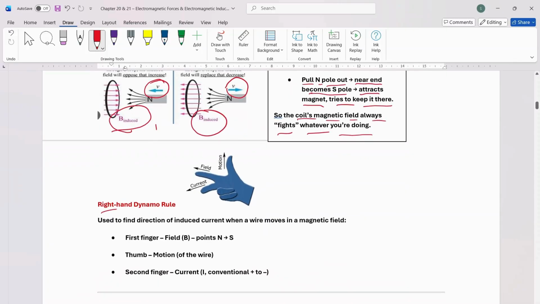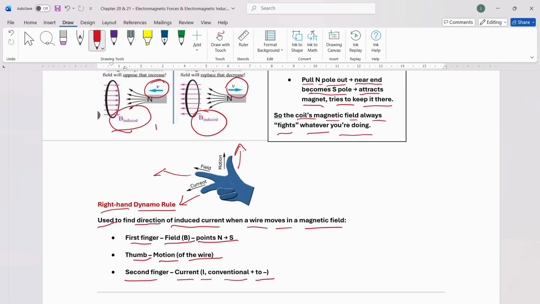Here we have the right hand dynamo rule. You can see here our thumb is showing the motion, the first finger is showing you the field, and the other one is showing you the current. It is used to find the direction of induced current when a wire moves in a magnetic field. So first finger, field B, points north to south. Thumb, motion of the wire. Second finger, current I, conventional, so it goes from positive to negative.